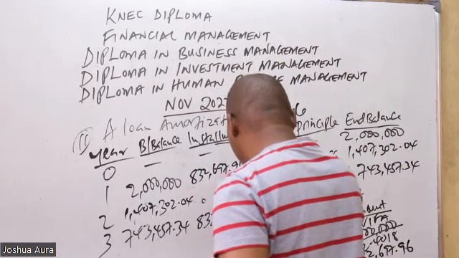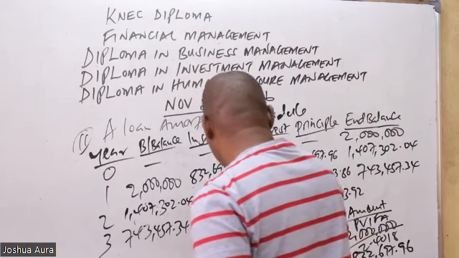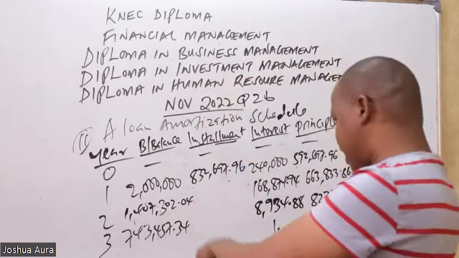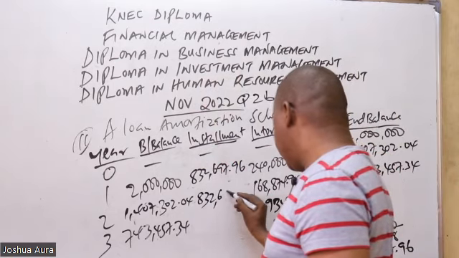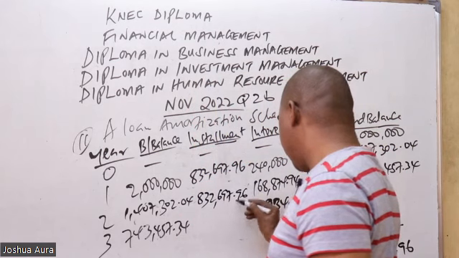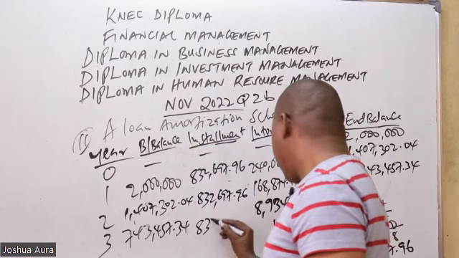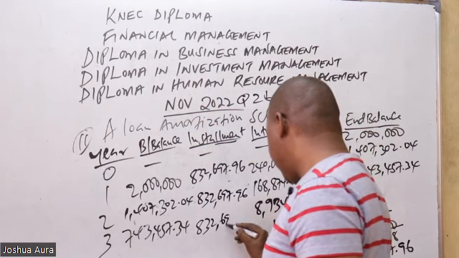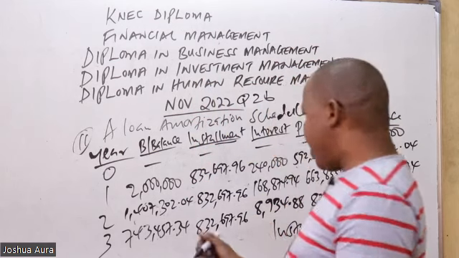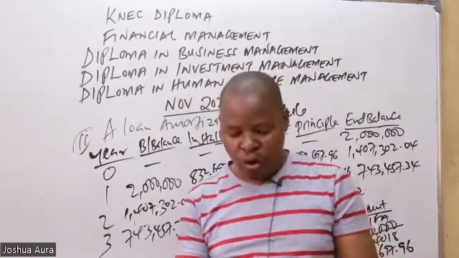In fact, allow me to write the installment for the 3 years, which is constant: 832,697.96. Here also 832,697.96. The installment will be constant for all the 3 years.